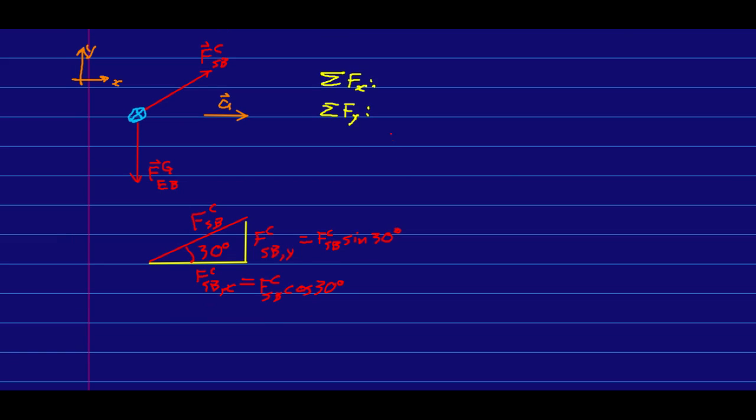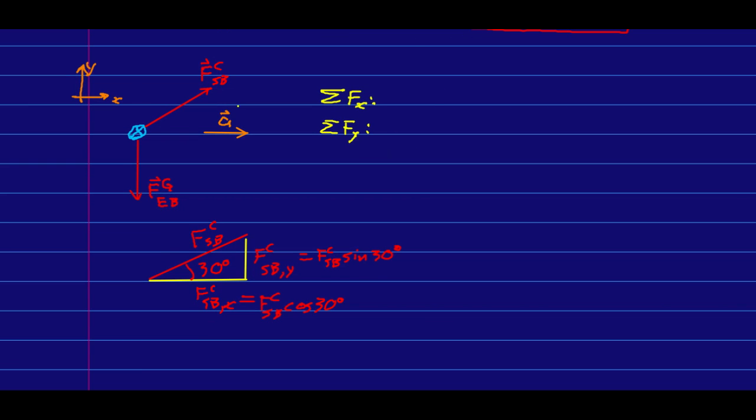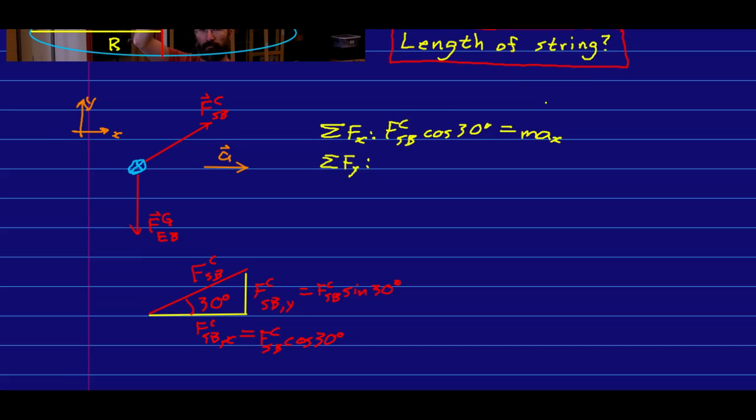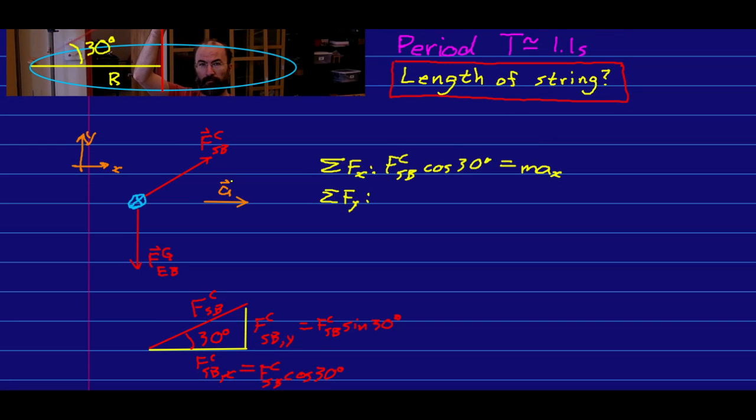And so now I can write my force sums. The only x component of any force here is the x component of the force due to the string. And so that equals m a_x. Well, this is circular motion. This is uniform circular motion, so the acceleration is directly into the center, and we know that that is parallel to our x-axis. So this is just the magnitude of a, and for circular motion we know that's v squared over r.